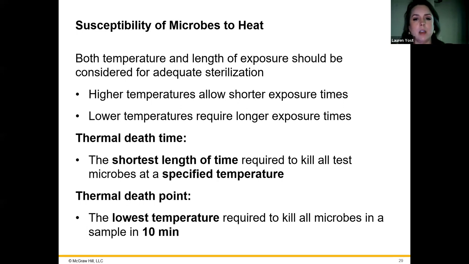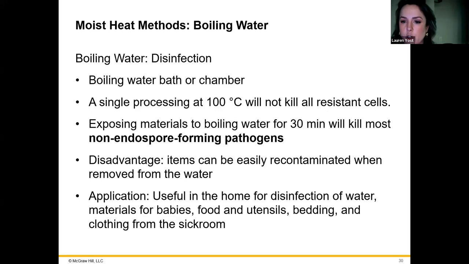This is a test to see the shortest length of time that you have to expose something at a specific temperature in order to kill all the microbes. You know the temperature, but you want to know how much time it will take to kill everything at that temperature. That's the thermal death time. Now, if you expose something for 10 minutes and want to kill all the microbes, what's the lowest temperature you can expose it at to achieve that? That's the thermal death point. You would want to figure this out for certain cleaners, or for physical methods like the autoclave, or even for the microbes you might be exposed to. These are the concerns these concepts address. Thermal death point: lowest temperature. Thermal death time: shortest time.